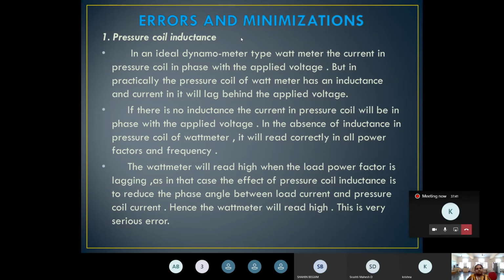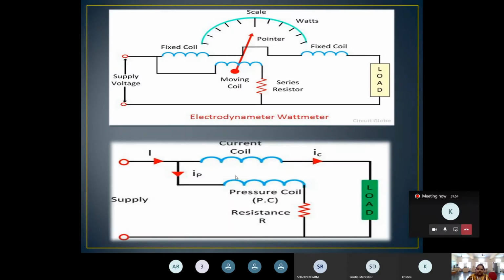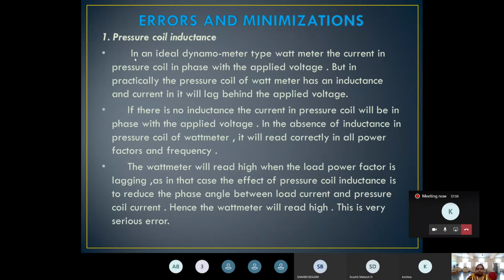Okay, the first error and how it is going to be minimized is the pressure coil inductance. Means in the pressure coil, observe here, there is an inductance part, right? We go with it one point at a time. In an ideal dynamometer type wattmeter, the current in the pressure coil is in phase with the applied voltage. Yes, we told V is in phase with the current. That's the first point.